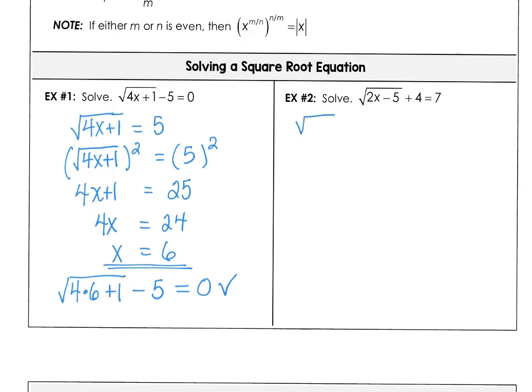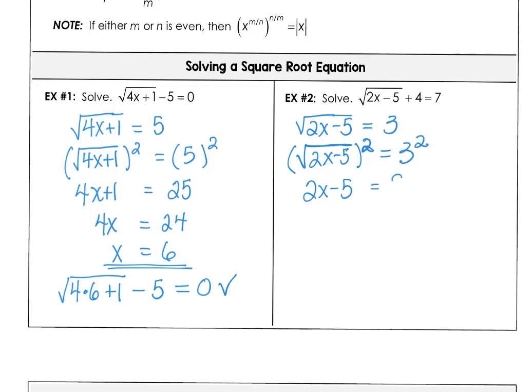Here we want to subtract 4 from both sides of the equation to isolate the radical. 7 minus 4 is 3. Then we're going to square the square root to get the expression or the argument. 2x minus 5, we want to get that out from under the radical sign by squaring that side. But whatever we do to the left, we have to do to the right. And that gives us 3 squared, which is 9. So adding 5 to both sides, that's 14. And dividing both sides by 2 is 7.